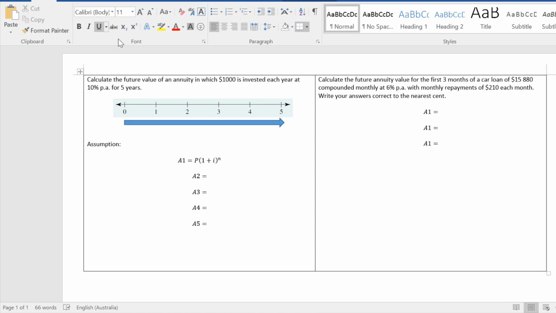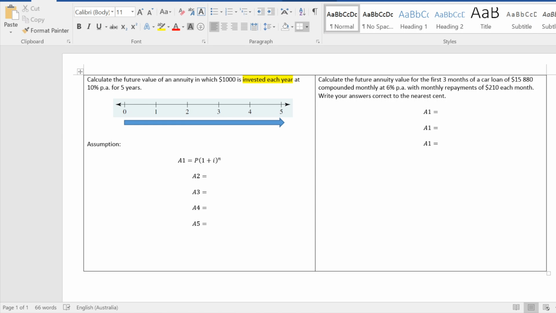Let's just read this question again. Calculate the future value of an annuity in which $1,000 is invested each year. Invested each year. It doesn't say when it's invested. So there are two ways that we can look at this problem. I want you to look at this graph, and here we've got time. You've got T0, so that's your starting point. 1 year, 2, 3, 4, 5. There are your 5 years.